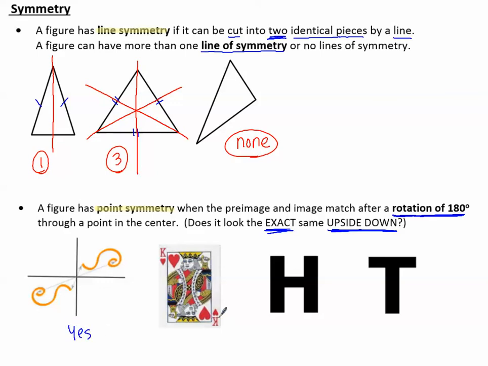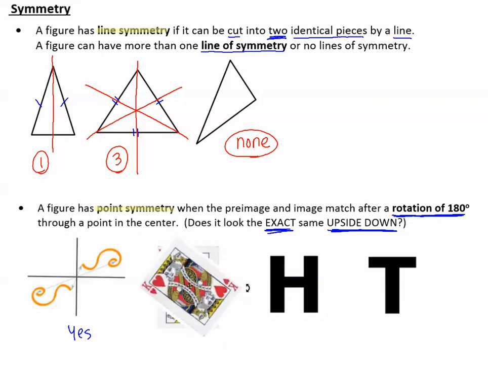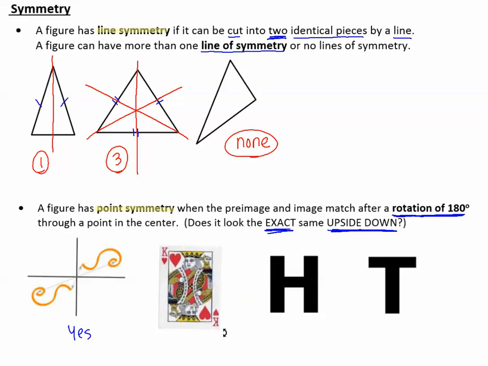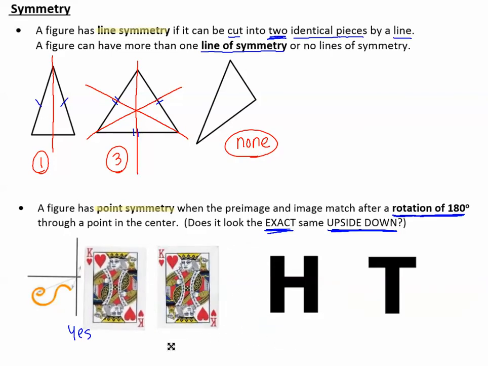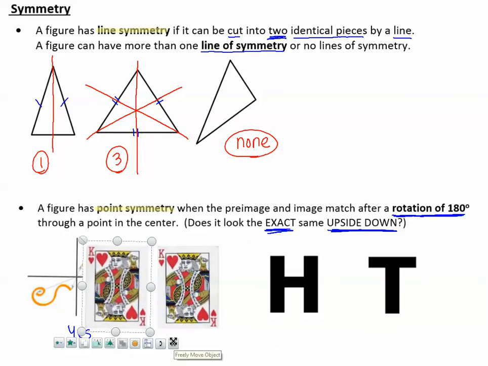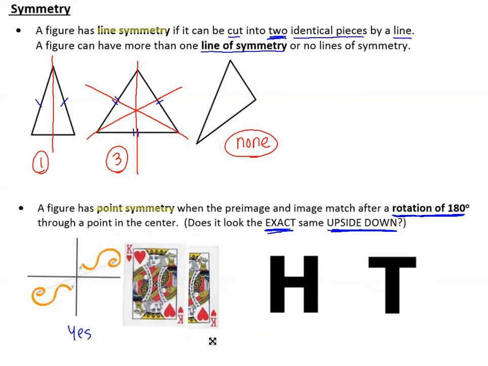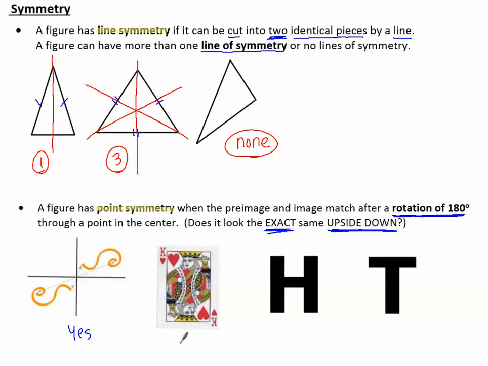How about this playing card? Do playing cards have point symmetry? Well, I'm going to rotate it completely upside down 180 degrees. Does it look the same as when we started? Well, let's move this out of the way and check it out. Yes, playing cards have point symmetry.